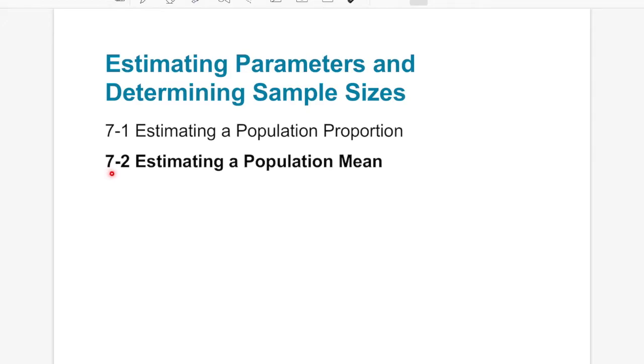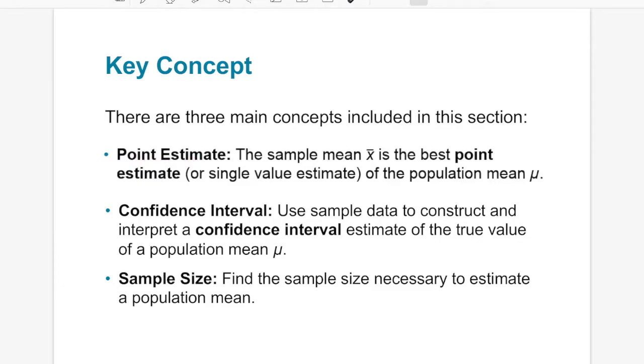Section 7.2, Estimating a Population Mean. In this section, we are trying to estimate mu. We don't know what mu is, and we are trying to estimate it. Point estimate. The sample mean x bar is the best point estimate for the population mean.